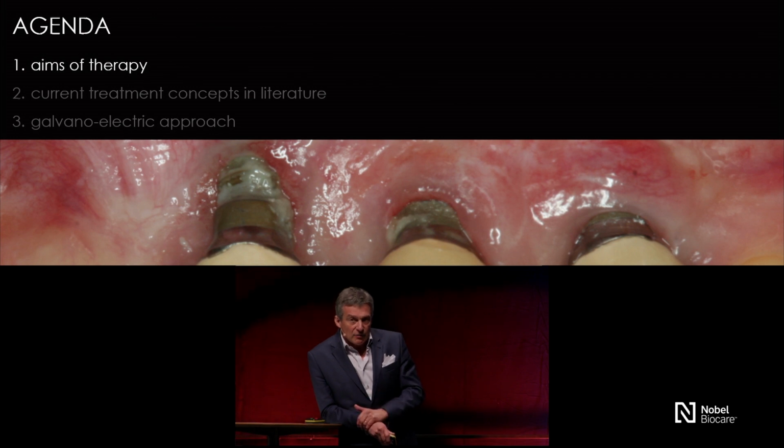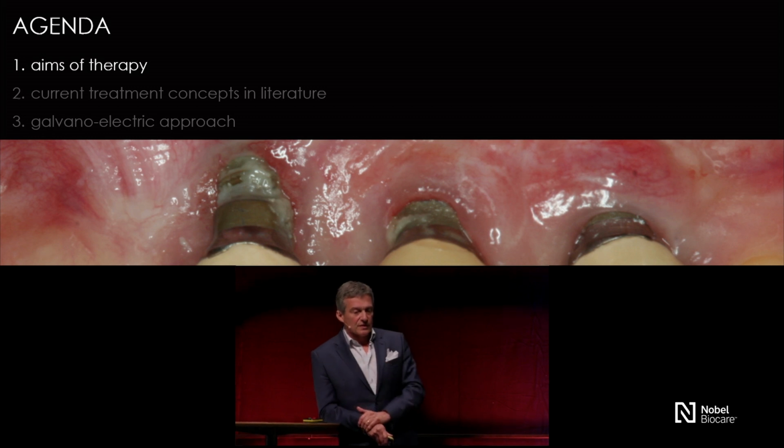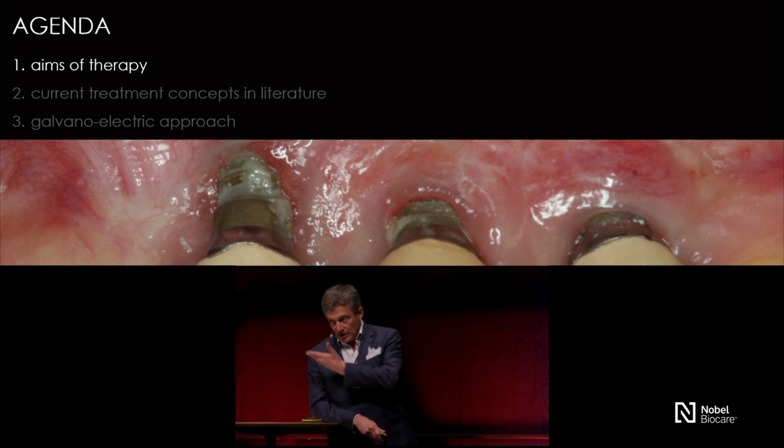This is the agenda I would like to discuss with you today. Aims of therapy: what are we aiming for if we are treating peri-implantitis? Less bleeding, or what could be a real aim for us, long-term stability? Then I would like to discuss current treatment concepts, and then I would like to introduce the galvano electrode approach I was announced with.